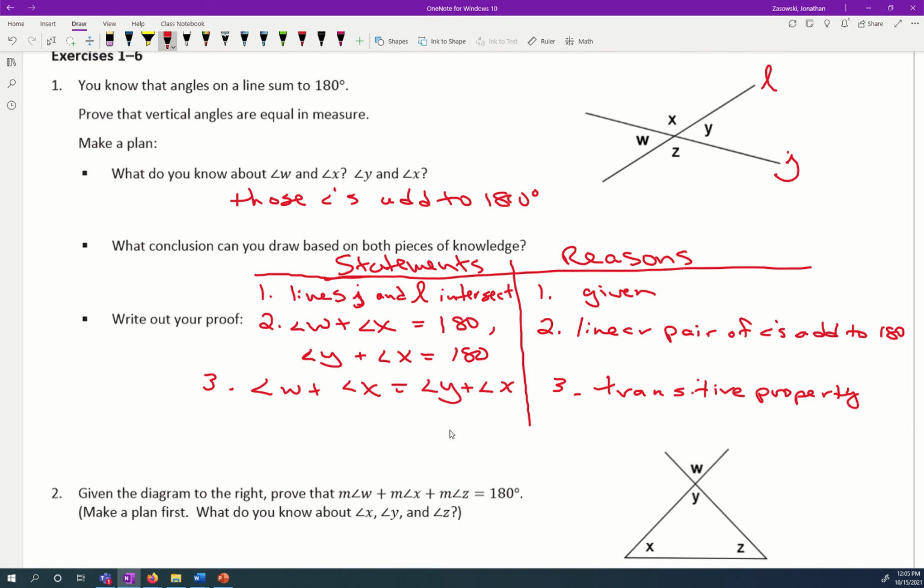And Genevieve, what do you notice about this equation now? How do we get from this equation to getting W equal to Y? Yes, we can subtract X, right? So if I subtract X from both sides, we'll be left with angle W equals angle Y. And what's the reason we were able to do that when we subtract X? That's right. Subtraction property of equality. Nice.